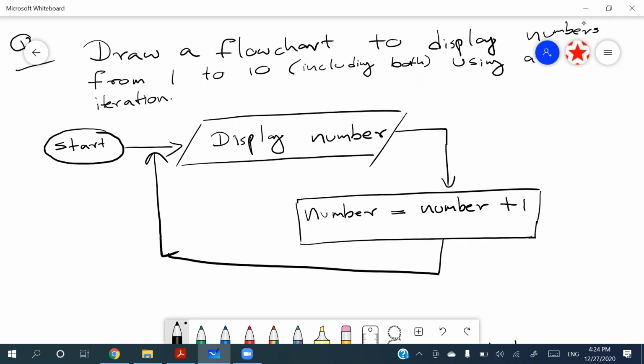Now I have a limit. What is my limit? I have to start it from 1.